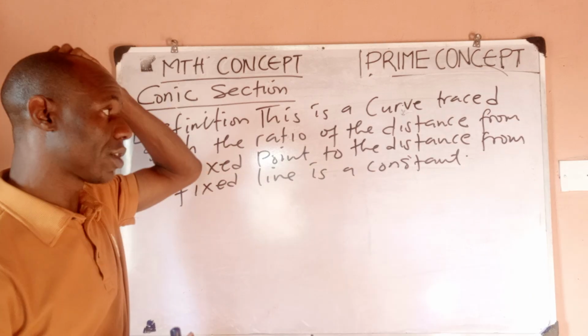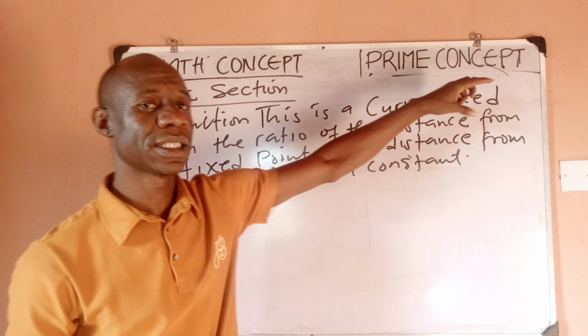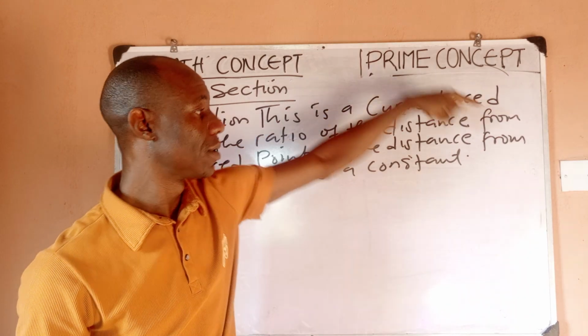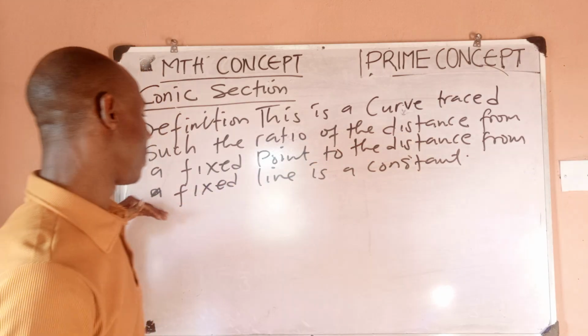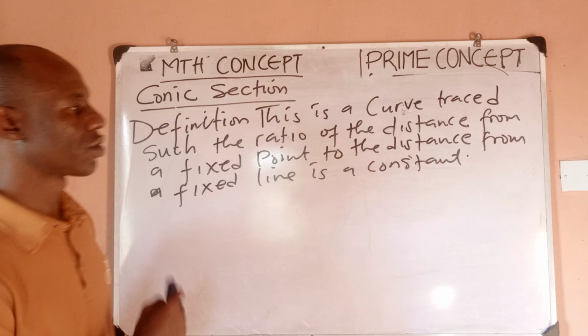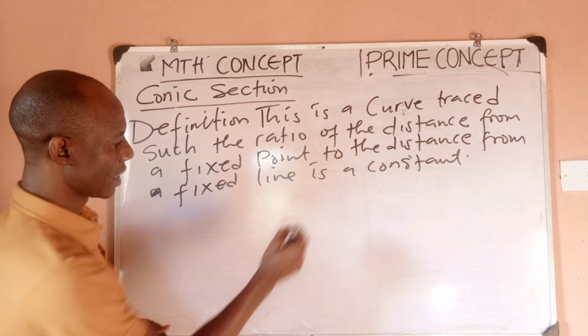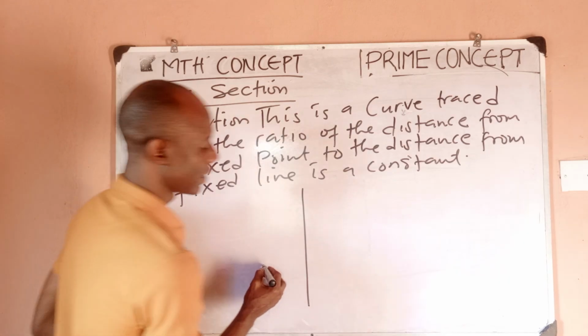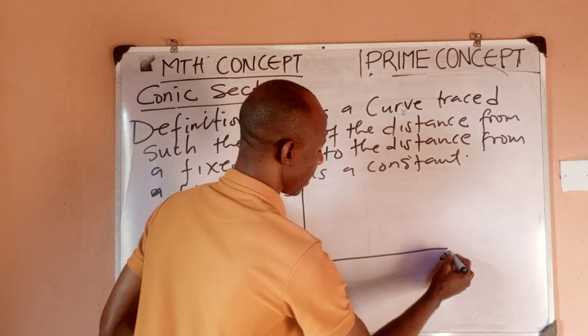So a conic section is a curve that is traced out such that the ratio of the distance from that particular point from a fixed point to the distance from a fixed line is a constant. I'm going to illustrate this with a diagram so it will be clear to us. Now say we have our coordinate system like this. This is our y and then this is our x.